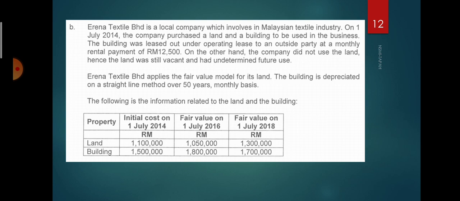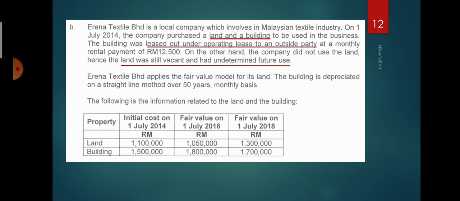Next, B. Arena Textile Berhad is a local company which is involved in the Malaysian textile industry. On 1st July 2014, the company purchased a land and a building to be used in the business. The building was leased out under operating lease to an outside party at a monthly rental payment of 12,500. On the other hand, the company did not use the land. Hence, the land was still vacant and had undetermined future use.